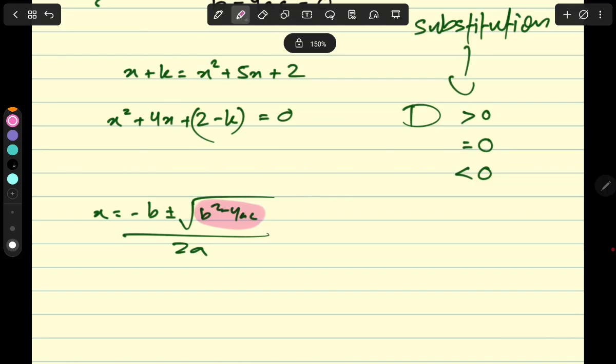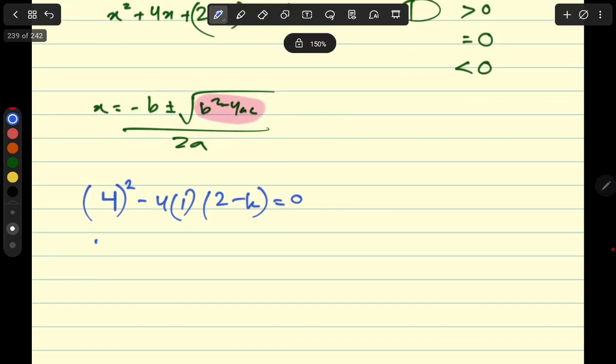So what I'm going to do next is set my discriminant up. So that is going to be b squared minus 4ac is equal to 0. Now this becomes 16 minus 8 plus 4k is equal to 0, or 4k is equal to negative 8, or k is equal to negative 2.